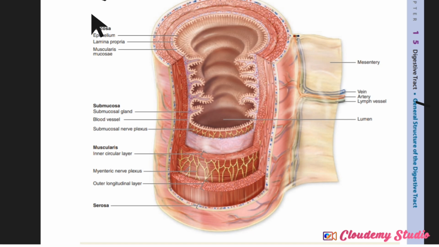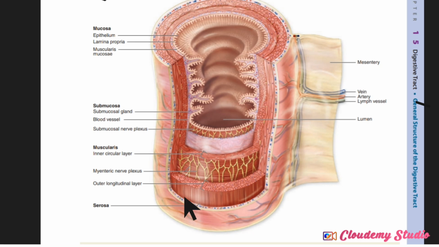We have the mucosa. Look at it here. That's the inner part. We have the submucosa. This is it here. Can you see it? That is this middle part, the second layer. You understand? We have the muscularis externa. This is it here. Look at it.